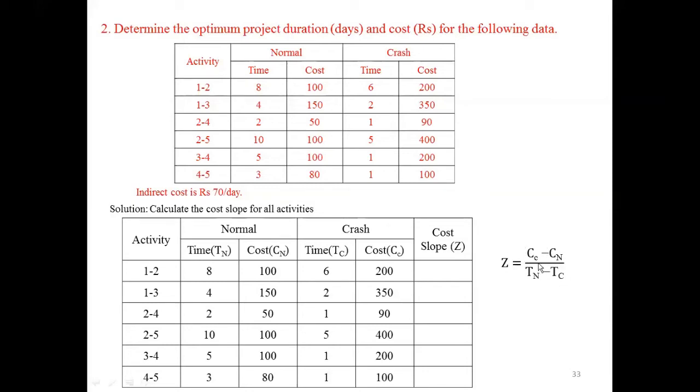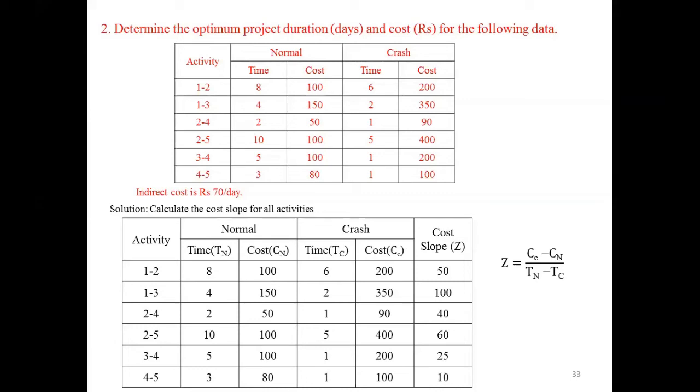You know all the values. For the activity 1 to 2, you know the value of Cc, that is 200 minus 100 divided by 8 minus 6. Then you will get the cost slope as 50. Similarly, for the remaining activities, use this formula and calculate. We will get for 1 to 3, 100. For 2 to 4, we will get 40. For 2 to 5, we will get 60. For 3 to 4, we will get 25. For 4 to 5, we will get 10.